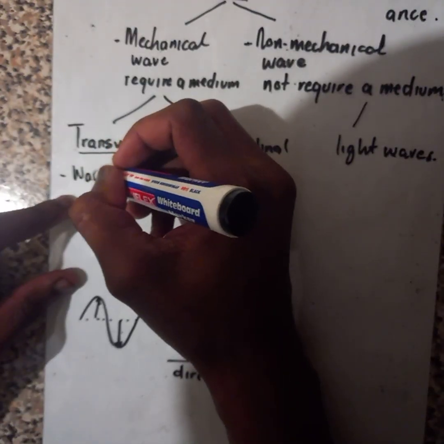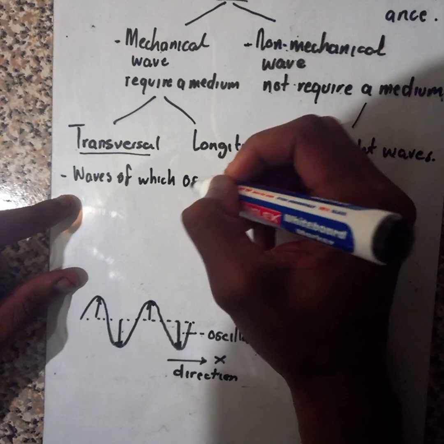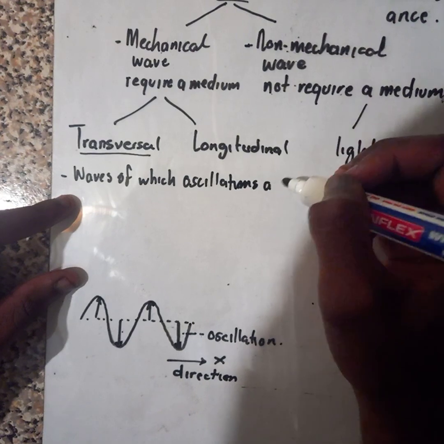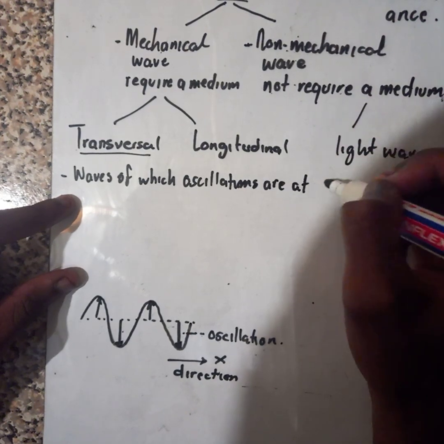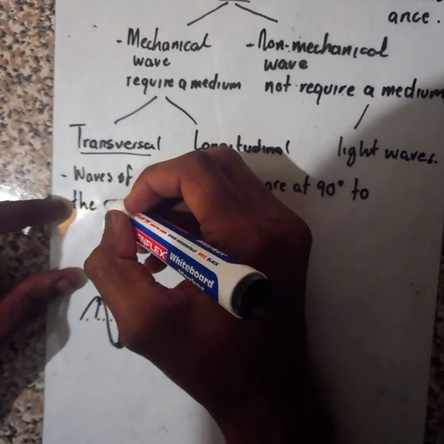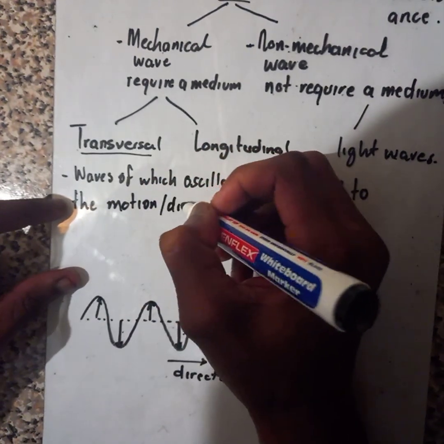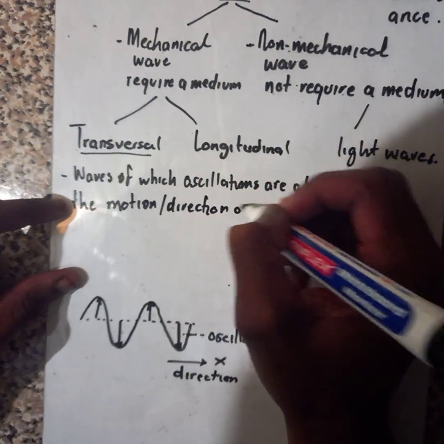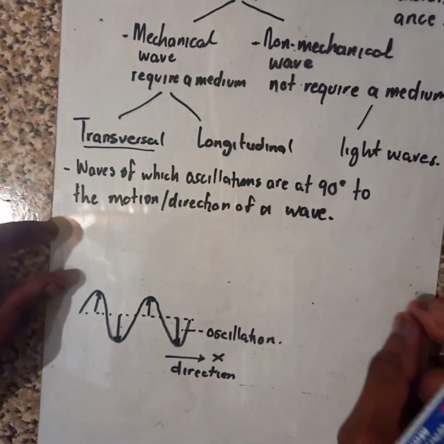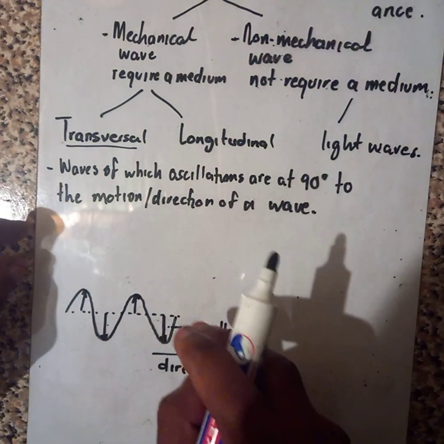Transversal waves are waves of which oscillations are at 90 degrees to the motion or direction of a wave. Now at this point, I'm going to try by all means to explain and label this given diagram.